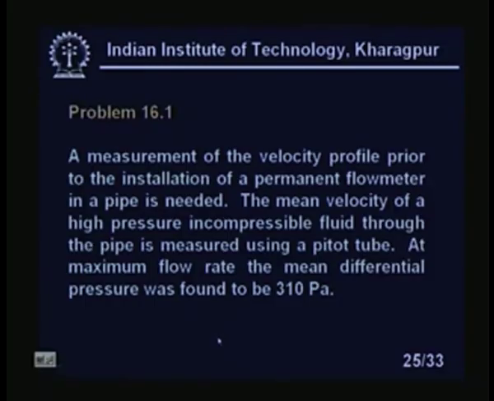Let us start with problem number 16.1. I will give the question, then we will solve the problem. A measurement of the velocity profile prior to the installation of a permanent flow meter in a pipe is needed, so we first want to get an estimate of the flow velocity. The mean velocity of a high pressure incompressible fluid through the pipe is measured using the pitot tube. At maximum flow rate, the mean differential pressure was found to be 310 pascals.